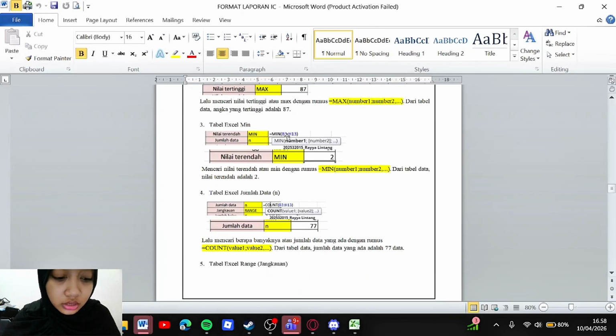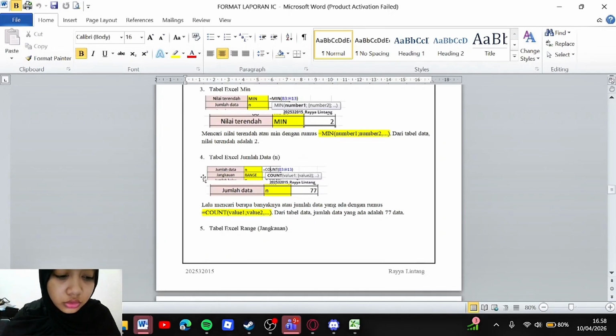Move to the next, total number of data. To count the amount of data, we use the COUNT formula. The formula is written as equal COUNT(value1, value2). The total number of data in the dataset equals 77.